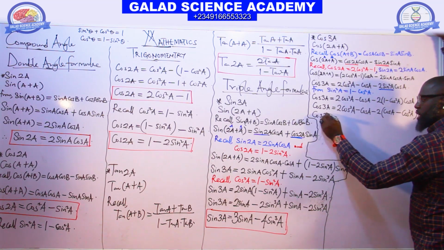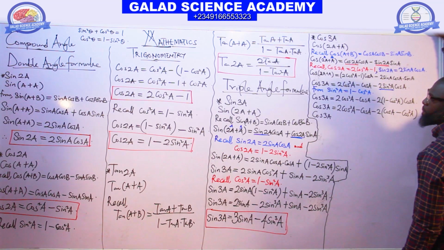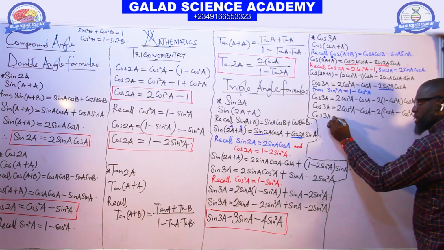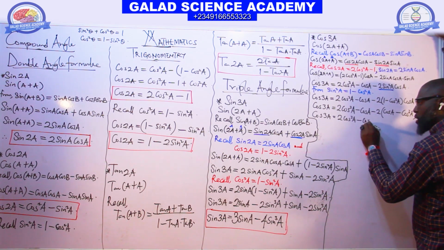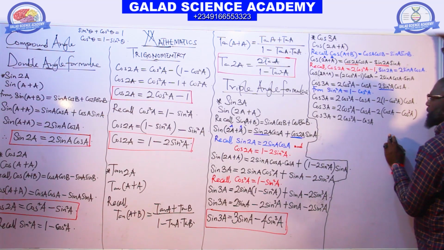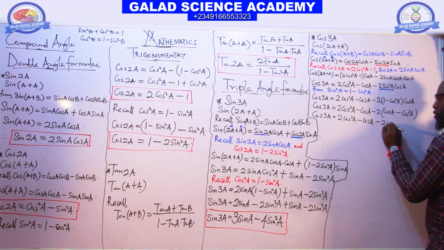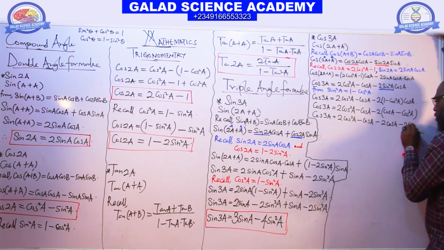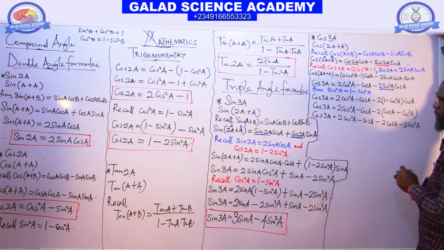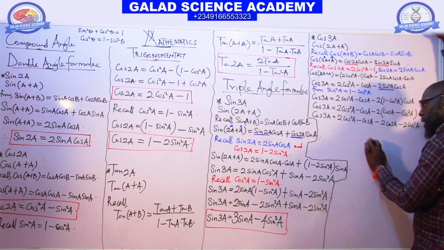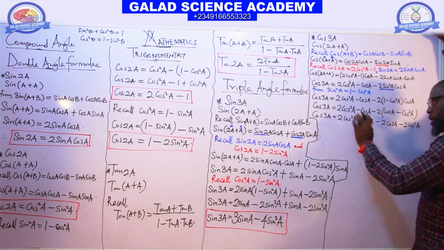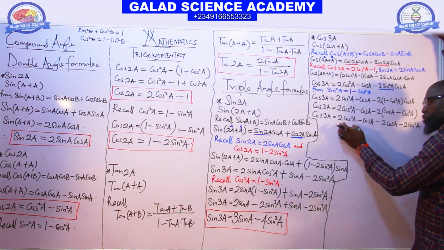It will now give us cos 3A to be equal to 2 cos cube A minus cos A. Expand this. We have minus 2 cos A minus 2 cos cube A. Let us collect the like terms. This is cos A, cos A. Cos cube A, cos cube A. This one is 2.